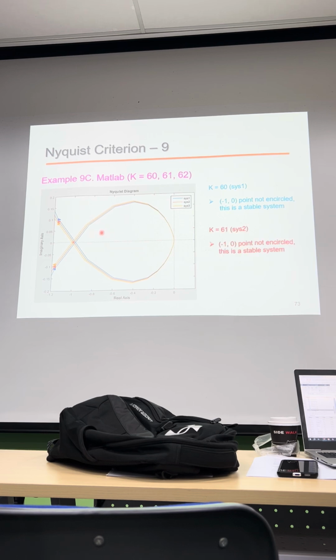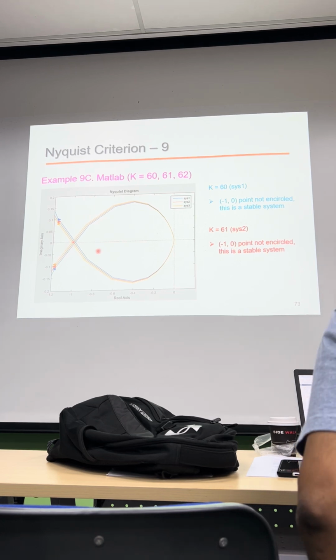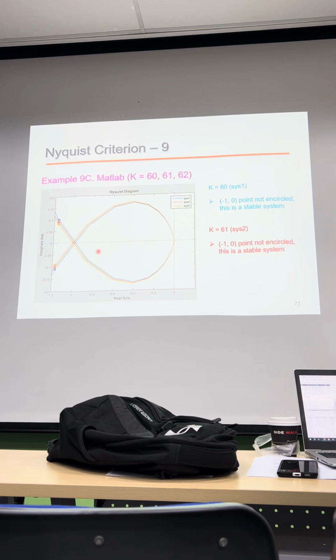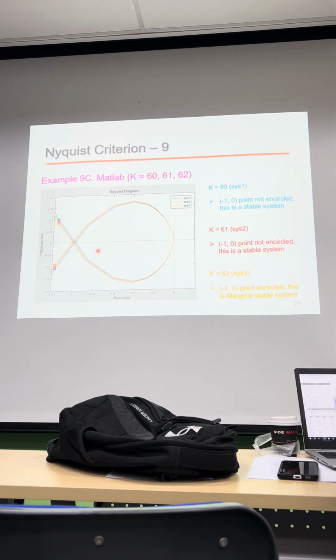Then 61 is the red color. Even if you zoom it, it is still lower, marginally stable. 62 is the orange color where it is crossing. So when the k value, the gain value, is increasing, then the signal is getting unstable. That is how it works.